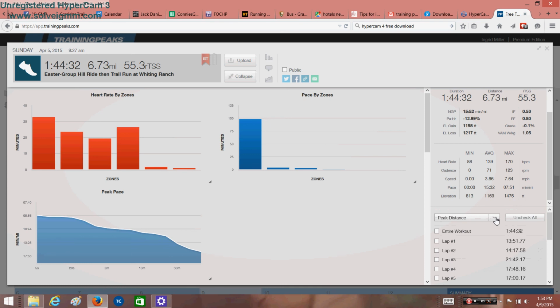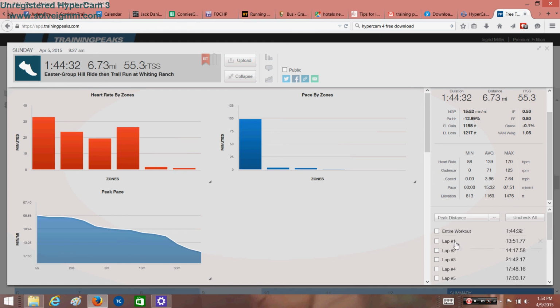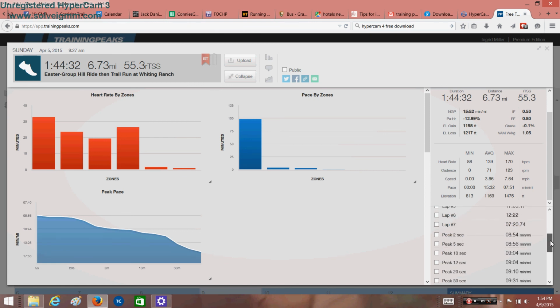You can manipulate this. I'm going to scroll it up. It shows laps, which, as I said, were miles. Unless you hit your lap button, it will also show splits that way. Usually you're going to look at peak heart rate, maybe peak pace. Peak pace is kind of fun. Go down here. The fastest you went for 2 seconds. The fastest you went for 30 seconds. The fastest you went for 20 minutes. That could be fun to look at.